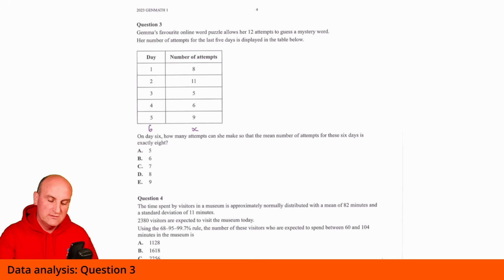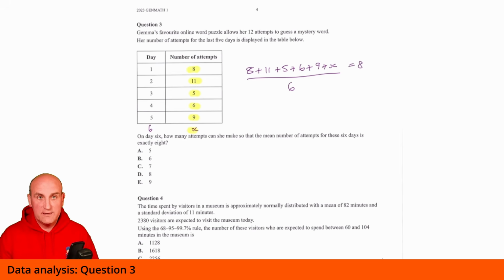Now, I'm sure there's lots of ways of doing it, but the way I did it was, if I do this number plus this number plus this number plus this number plus this number plus this number, that's the sum of all the numbers, and divide by 6. So I said 8 plus 11 plus 5 plus 6 plus 9 plus x, divided by 6. That's the mean of all of those numbers. They've told me it wants to be exactly 8. When I put that into my calculator and solved for x, it came out to be 9, in which case E was 9. Again, there may have been other ways of doing this.